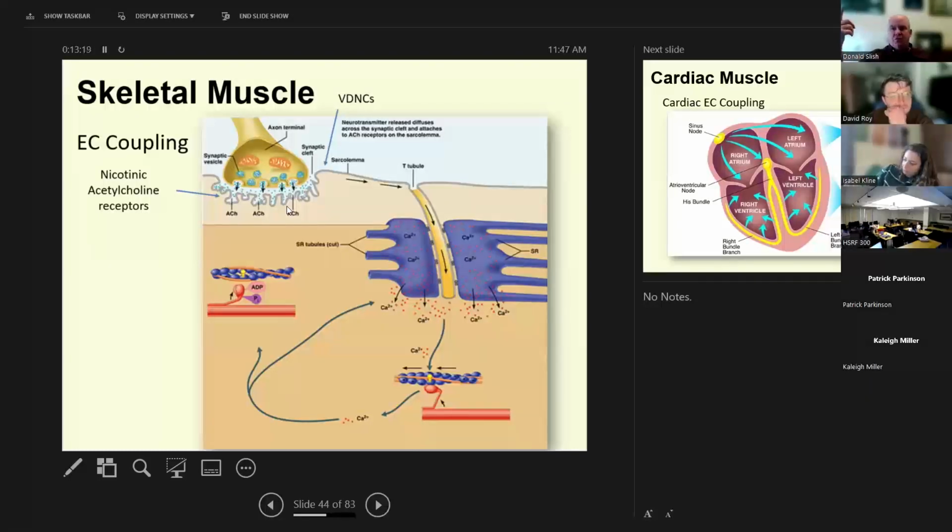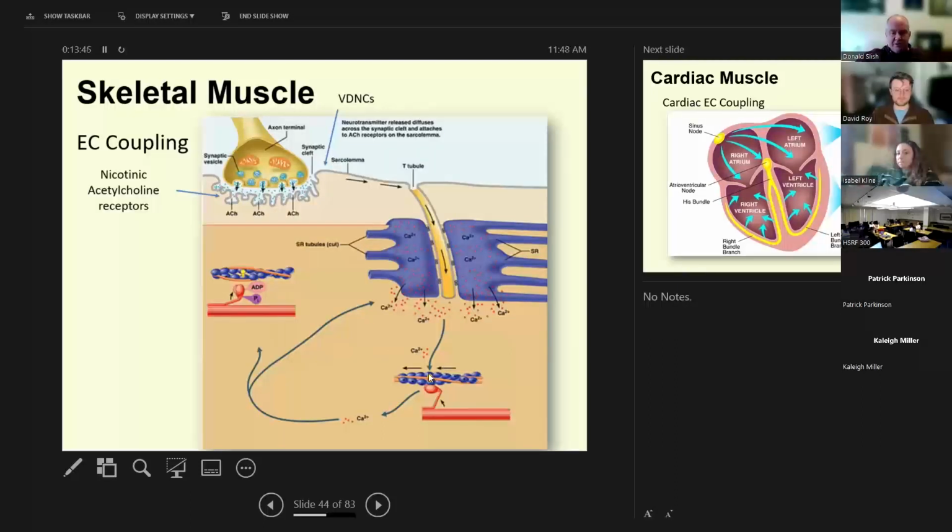So one small depolarization. If you get multiple of those, then your voltage-dependent channels that are nearby get activated. Then you get an action potential. Now with skeletal muscle, that'll go across the plasma membrane, but it'll also come down through this T-tubule, and that's where you get that interaction of the voltage-gated calcium channel and the ryanodine receptor that allow calcium to release.